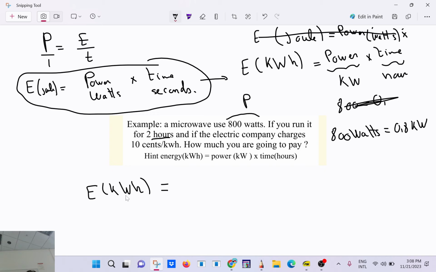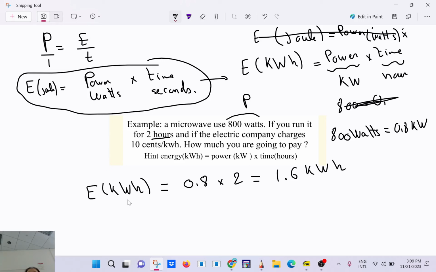Okay. So to have kilowatt hour, I need my power in kilowatt and the time in hour. So it's going to be 0.8 times... How many hours? Just two? Is that right? No, you run it for 2 hours. So kilowatt and hours. Just for 2 hours. So how much is that? 1.6 kilowatt hour. Right?